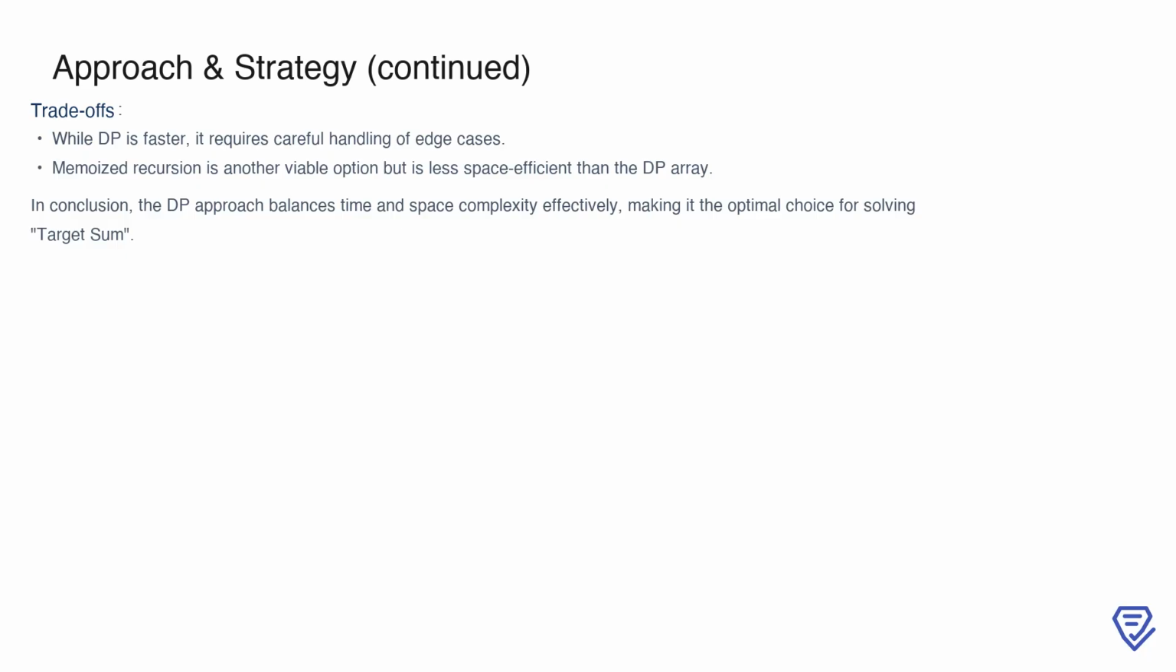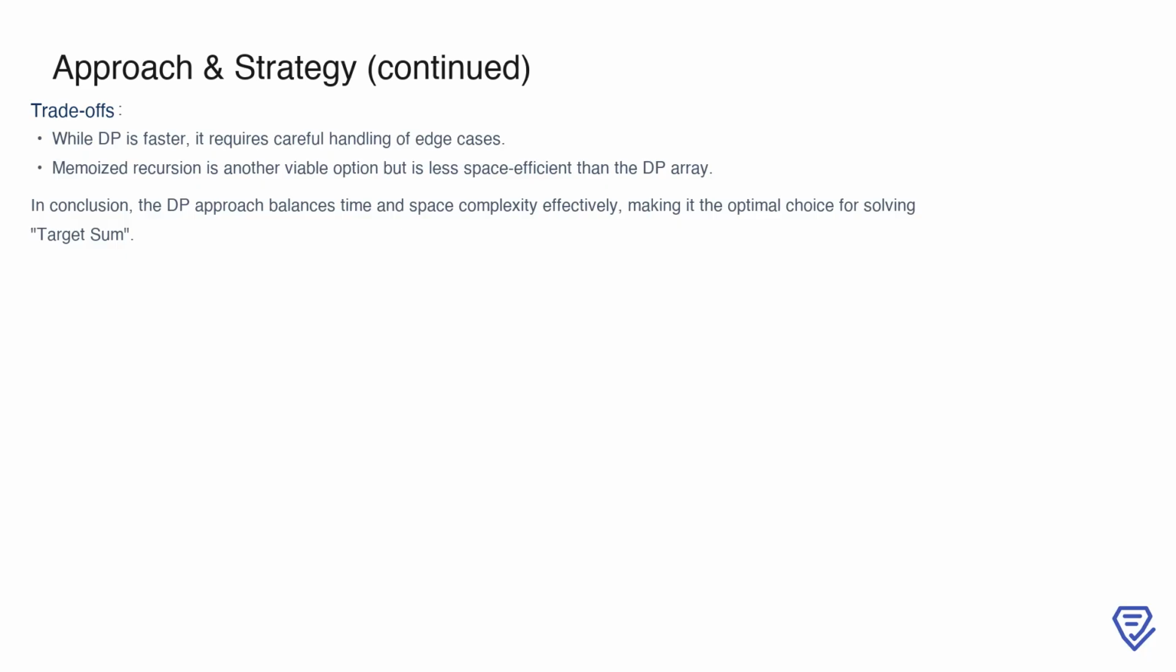In conclusion, the dynamic programming approach strikes the best balance between time and space complexity, making it the optimal choice for solving the target sum problem. By leveraging the subset sum transformation and using the DP array effectively, we can handle larger inputs and solve the problem efficiently.